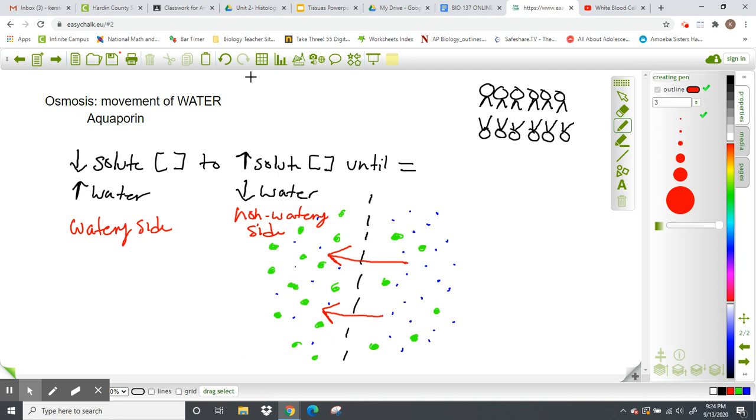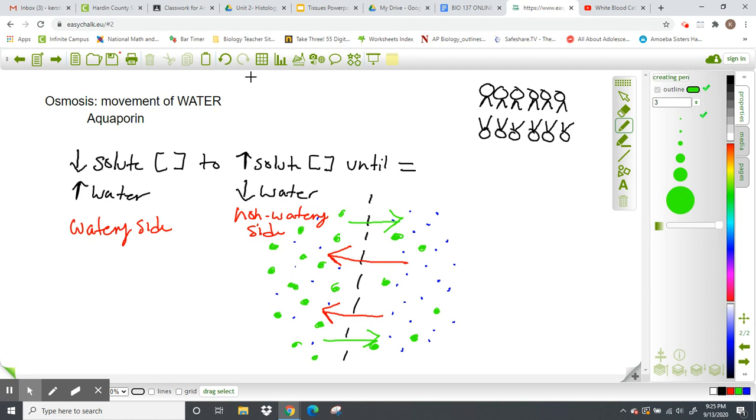Now, if we pretended that this membrane was permeable to the salt molecules that are here, the salt itself, let me go back to green here, the salt will move from an area of high salt concentration to low salt concentration. But the water and the salt will move in opposite directions of each other. Hopefully that makes sense. And this will stop once the saltiness of the water becomes the same on either side of this membrane.